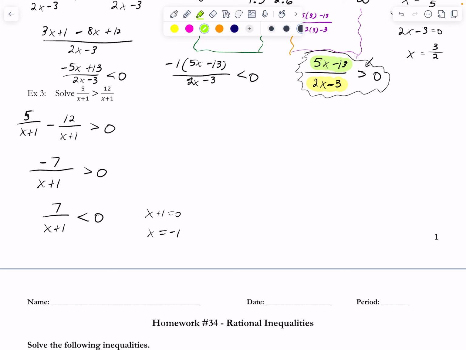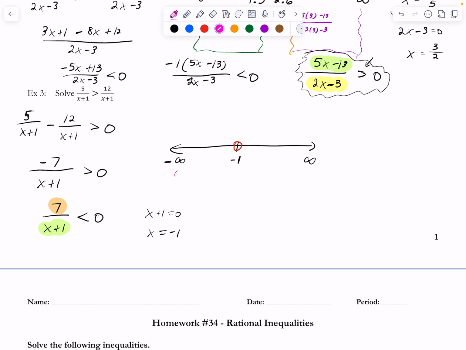And my numerator, if you look at the numerator here, there's no variable up there. So there's no way to make that equal to 0. So I'm just going to have that negative 1 is my only one that I care about. Negative 1 would make the denominator 0, so I'm going to use an open circle. And we have negative infinity to positive infinity.